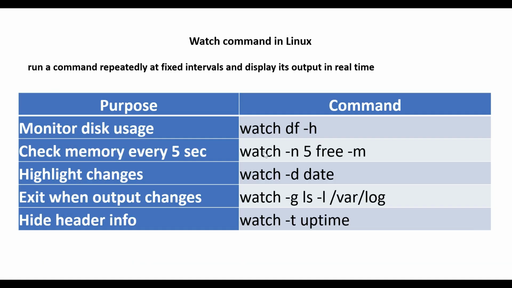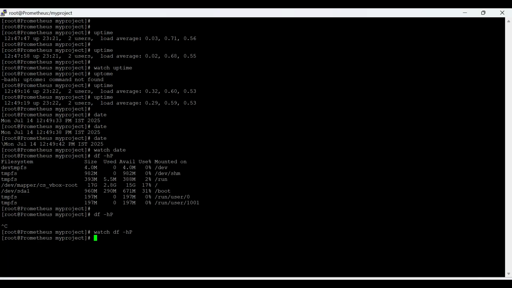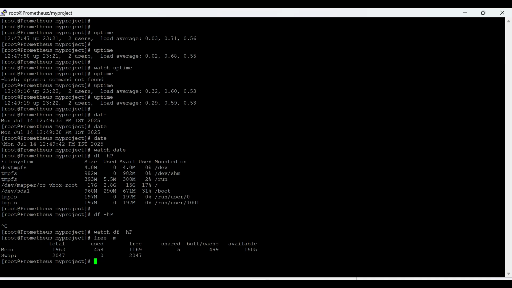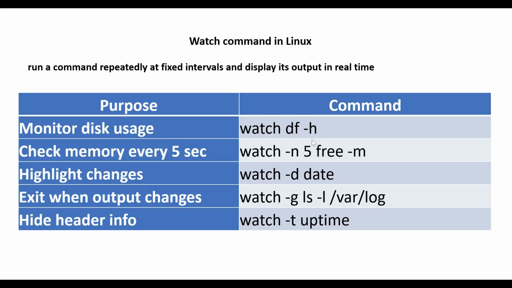Now we have some options for the watch command. We have a command called free -m, which will give you memory information. This also it will keep on watching. If you want to watch any command at a particular interval, say 5 seconds, by default it is 2 seconds, correct. If you want 5 seconds, then you could use the -n 5 option.